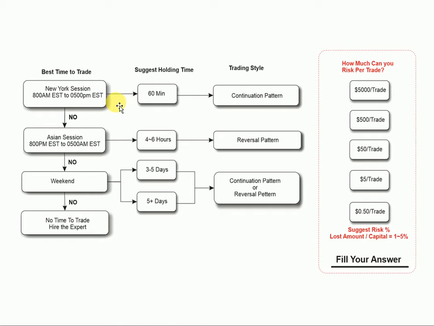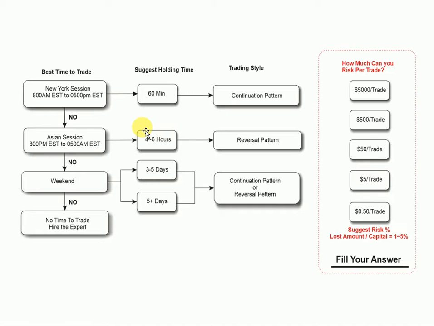But some people are jumping around between New York, Asian, or other sessions. That is how people get frustrated. Why is it not working for this strategy? Why is it not working that way? What we are helping with here is to define your schedule, so we can narrow down what kind of setup you should look for in that particular time.